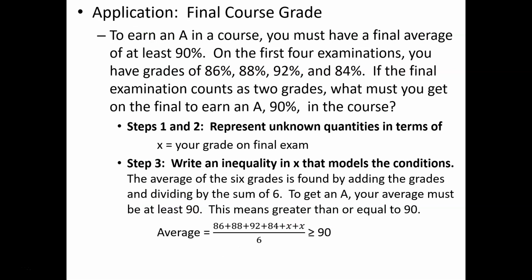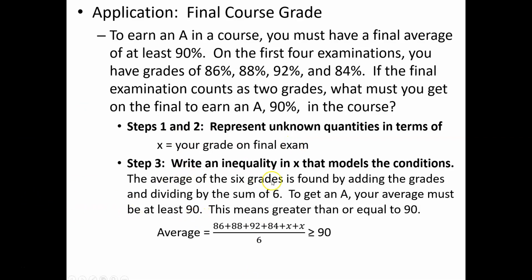So here is an application of an inequality that I used to do all the time. It's your final course grade. I think I still do it. To earn an A in a course, you must have a final average of at least 90%. On the first 4 examinations, you have grades of 86%, 88%, 92%, and 84%. If the final examination counts as 2 grades, what must you get on the final to earn a 90% in the course? Steps 1 and 2 represent unknown quantities in terms of x. So x is your grade on the final exam.